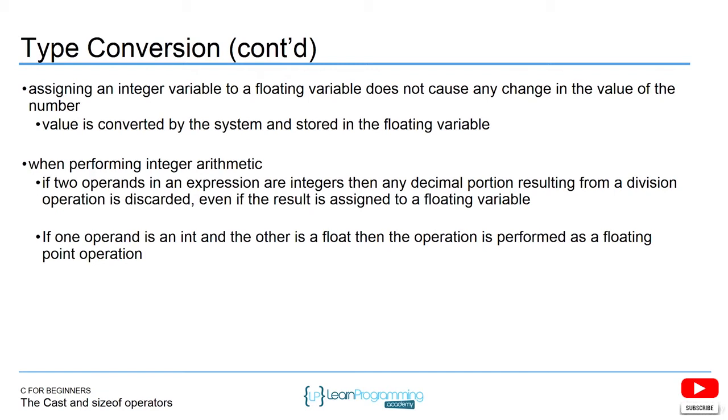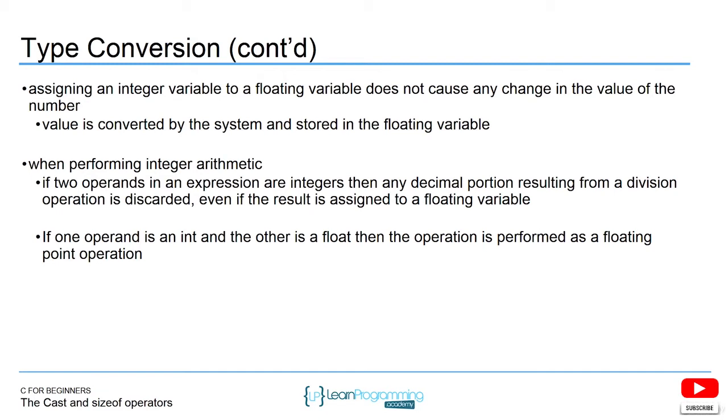Now, if one operand is an int and the other is a float, then the operation is going to be performed as a floating point operation. So if you have float f is 20.0, float a is 10, just an int, then if you do a division there, or 12, I'm sorry, that'd be more applicable, then the result is going to be a floating point number, 1.8888 or whatever it is, whatever the case may be.